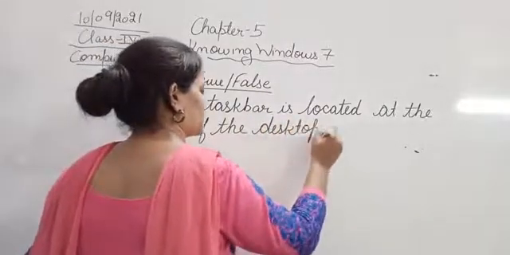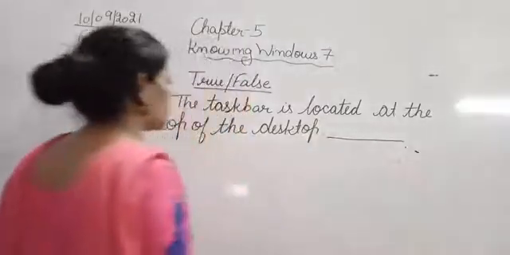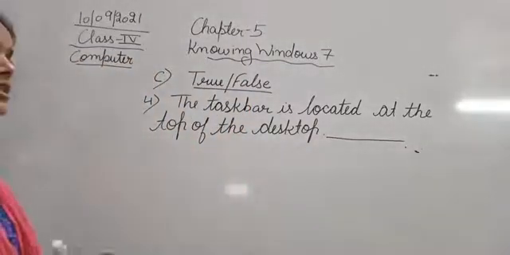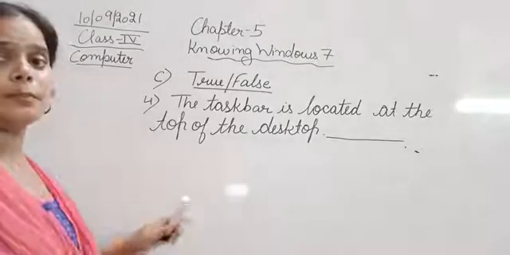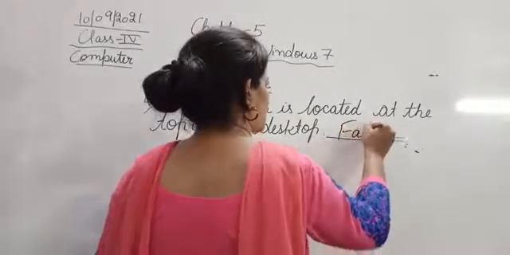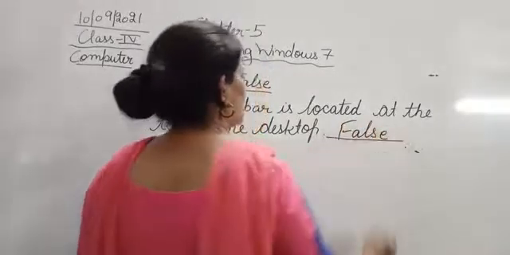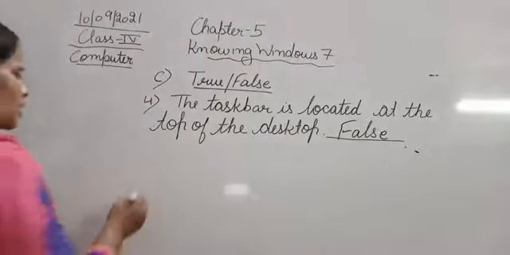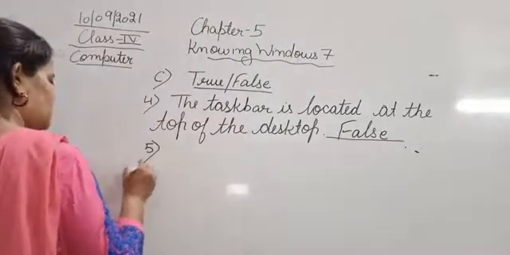So the taskbar is displayed at the top of the desktop. No, this is false. It is located at the bottom. So this is false. Next, moving on to the fifth one.